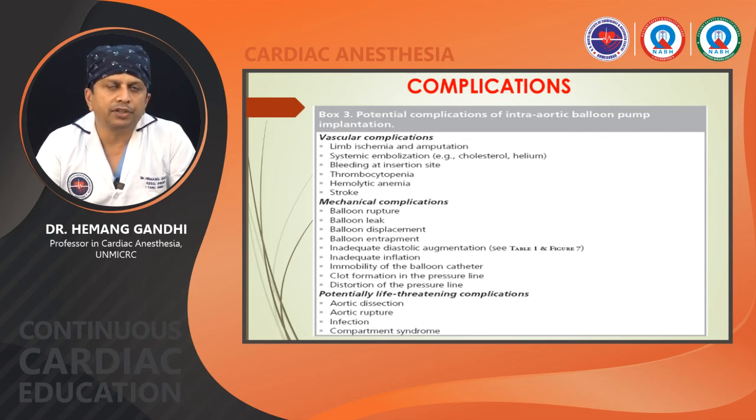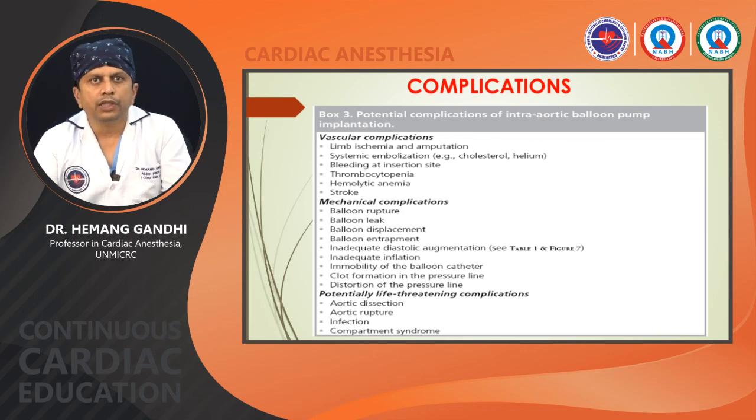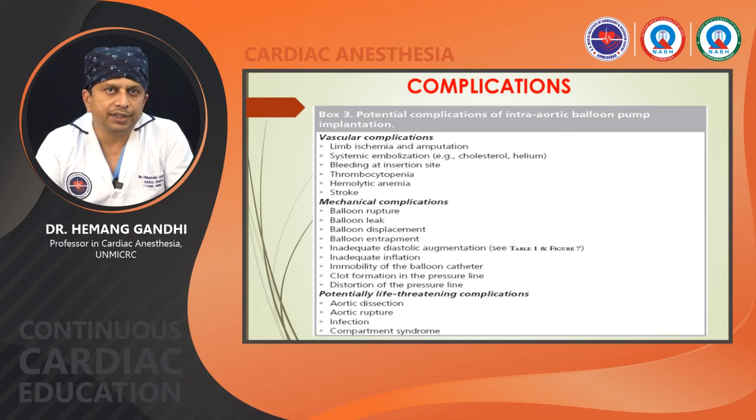Some mechanical complications related to the balloon are balloon rupture or balloon leaks, and balloon displacement. Sometimes it leads to inadequate diastolic augmentation, so our goal of IABP is not properly achieved with this improper augmentation. And sometimes there is clot formation in the pressure line, so you will not get proper monitoring, or if at the same time your ECG gets disconnected, you will have no trigger on the pressure line. Some life-threatening complications are aortic dissection, aortic rupture, infection, and compartment syndrome also may be there.